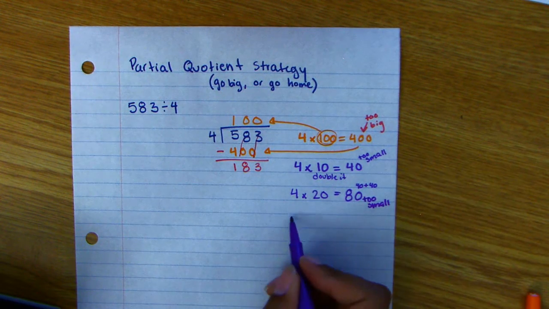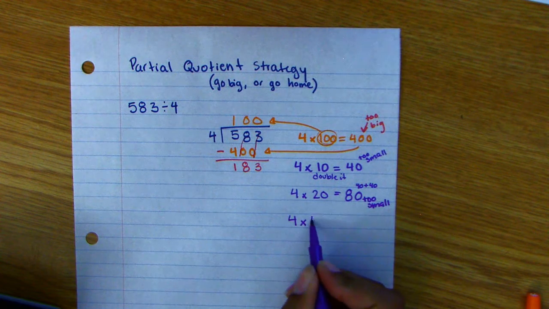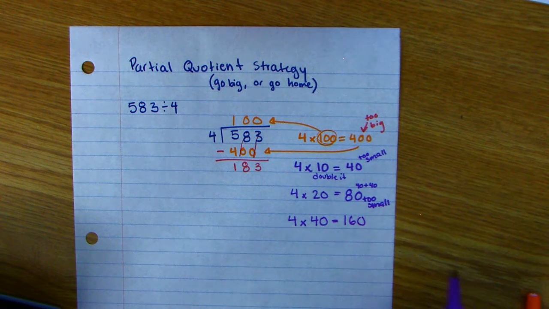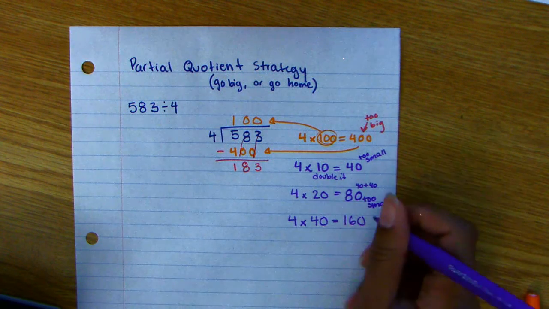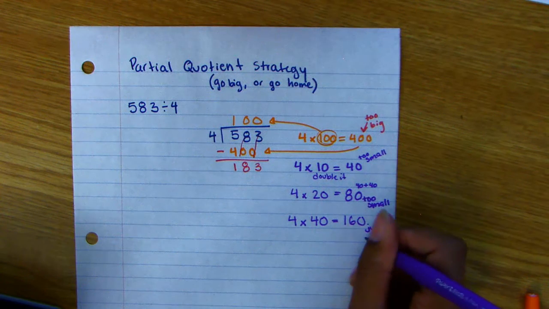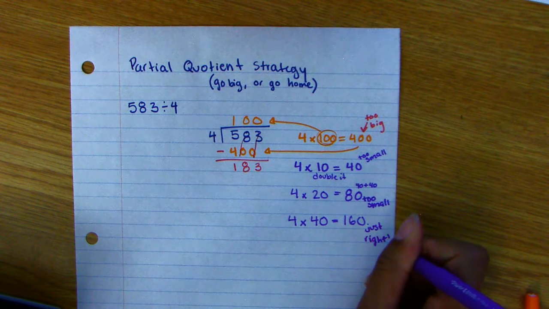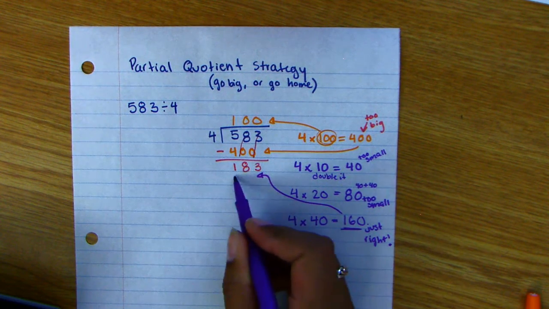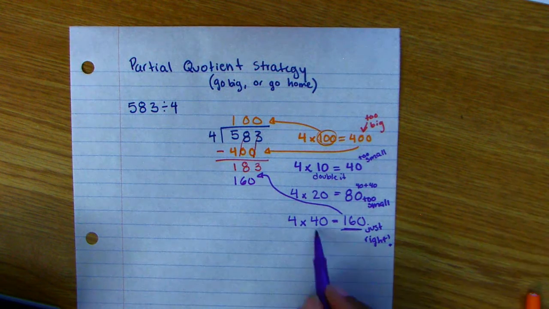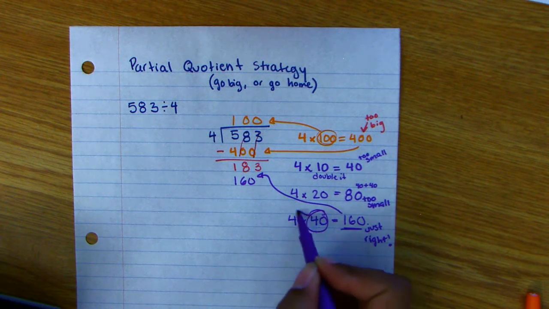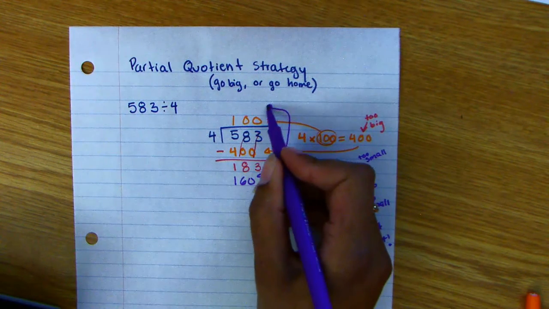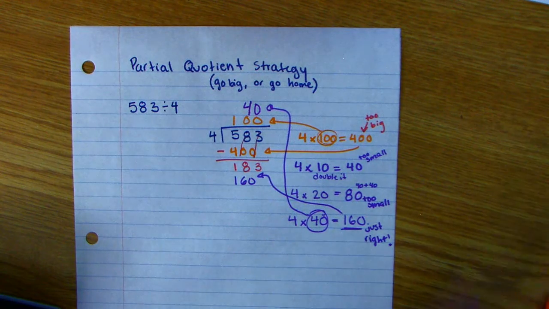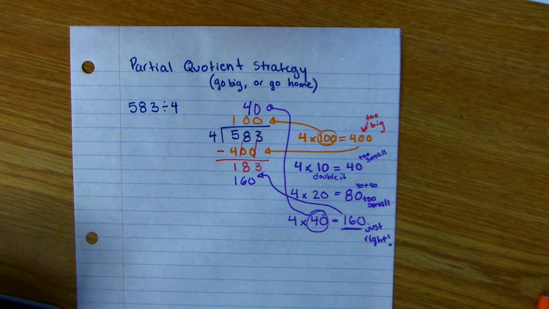I know 8 plus 8 is 16, so we're going to double it again. 4 times 40 is 160. That is a lot closer to 183, so this one is just right. We're going to take our 160 and put that underneath our 183. We're going to take our 40 and put that all the way at the top above our 100. And still you're making sure that you're lining everything up by place value.